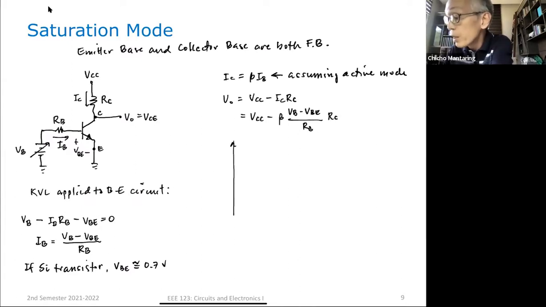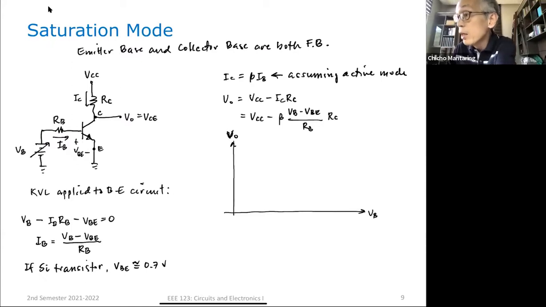Okay. If I plot V sub O versus VB, okay, V sub O versus VB. Okay, when VB is equal to 0, obviously this is not forward biased.